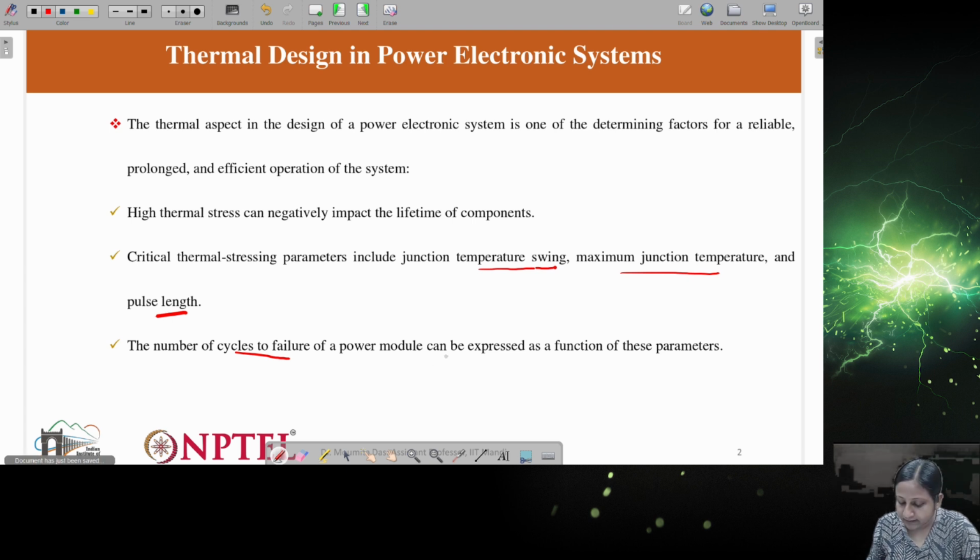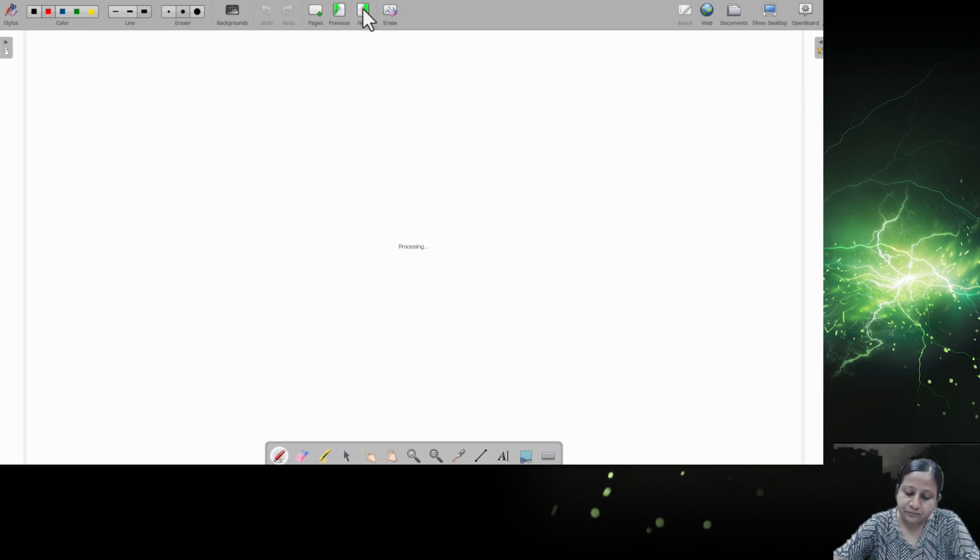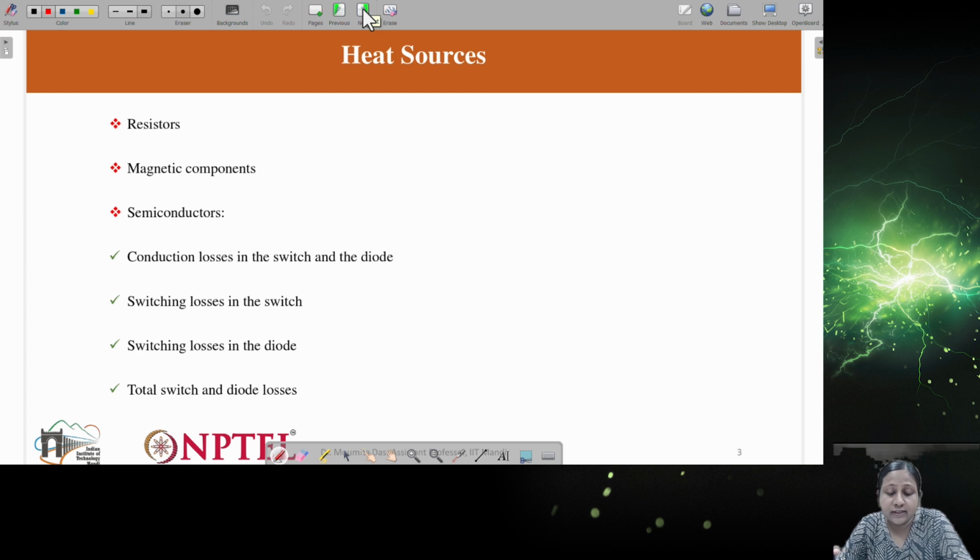So as you can see, the cycle to failure depends on three different factors, and these three factors are related to temperature. If the pulse length is longer, then the temperature in the converter is going to be higher, because the device will be operating for a long time. So these are the different factors that affect the converter under this condition. Now, how do these three factors come about?